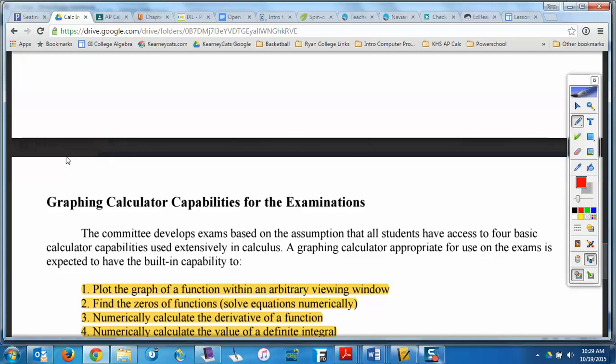You can use your calculator to plot the graph of a function in a window, find the zeros of a function, which is another way of saying solve equations, okay, which we'll talk about as we go through the year. You can use your calculator to solve equations, which our calculator, the CAS part of it, allows us to do. Numerically calculate the derivative of a function, which is one of the things we'll learn, and numerically calculate the value of a definite integral. Now, it doesn't say you can use your calculator to add 2 numbers. Well, of course you can use your calculator to add 2 numbers, right? What they mean there is you can use your calculator to do those 4 things without having any supporting work.